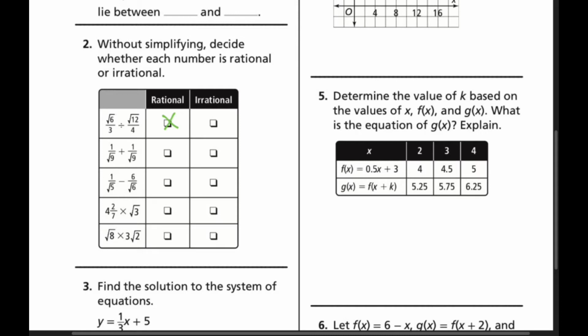The second one both has the square root of 9 in the denominator. Those are going to turn into 3. So 1 third plus 1 third will be another fraction. So you can actually keep that rational.